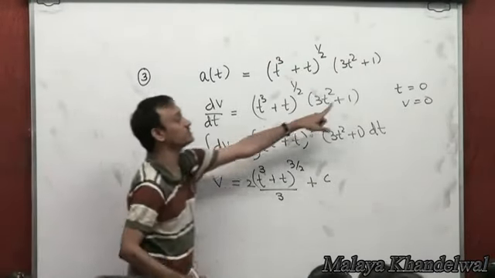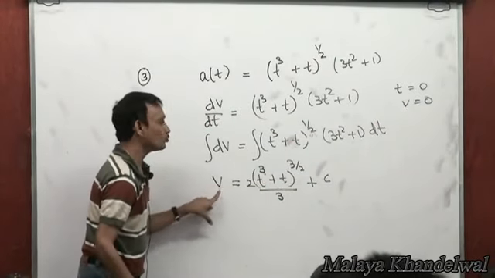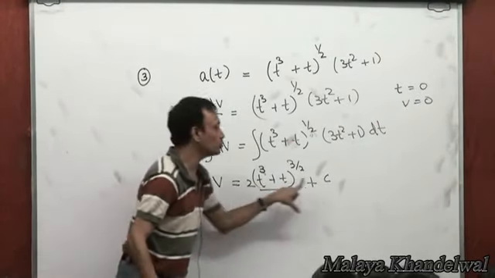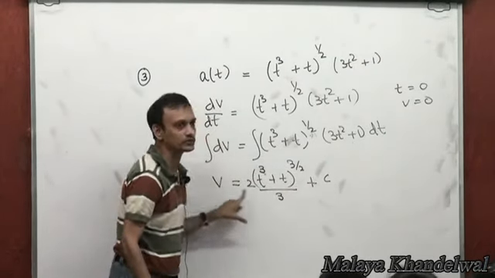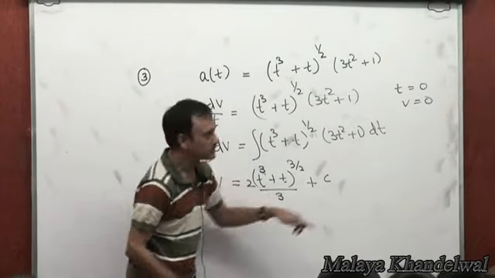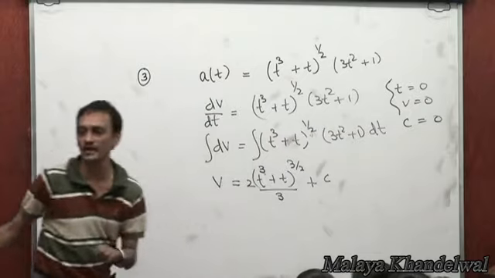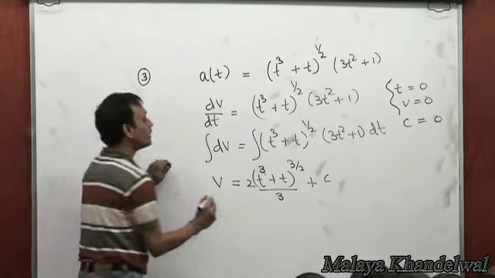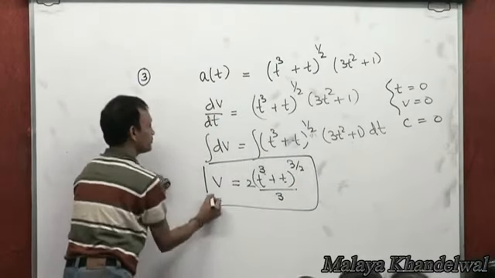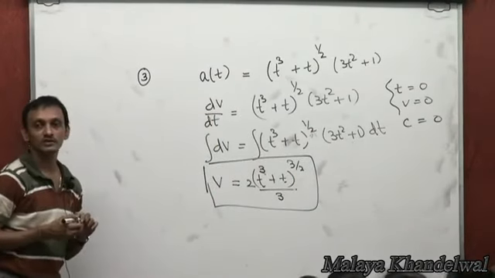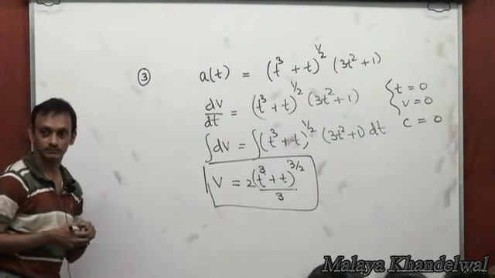Now it's given in the problem that at t equal to 0, v was 0. So if you put t equal to 0 and v equal to 0, c turns out to be 0. That's the boundary condition. So then, if c turns out to be 0, this becomes velocity as a function of time. Got it?